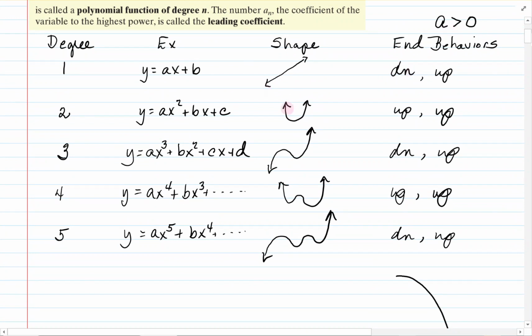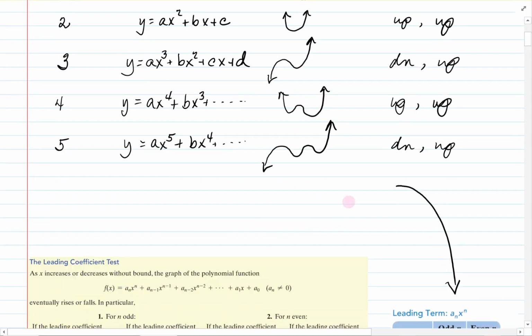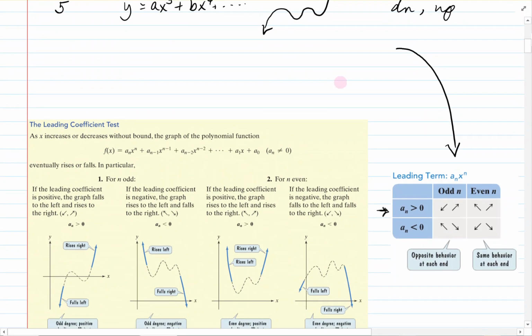Then it begins to switch, up, up, down, up, up, down, up. I had not discussed, but it is here, if the leading coefficient is negative, you simply get opposite behaviors at the ends. So you will get, instead of down, up, you will get up, down. And here you will get down, down. So I encourage you to remember this top part, and then if the leading coefficient is negative, it flips over. You get a reflection.